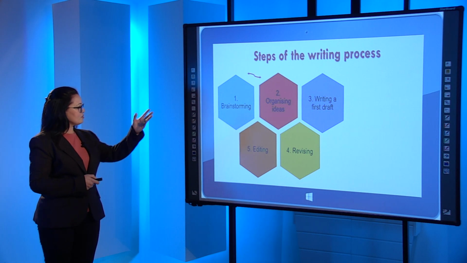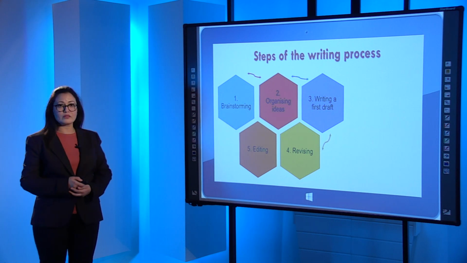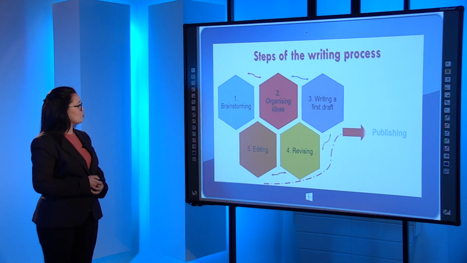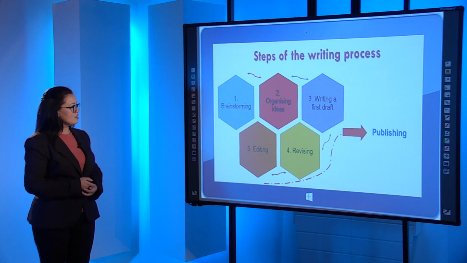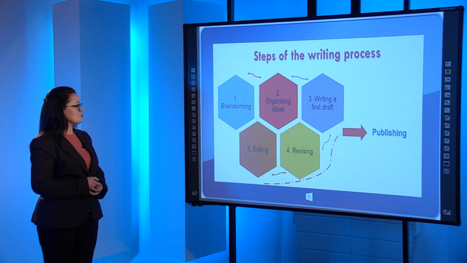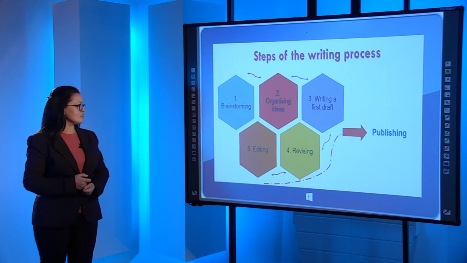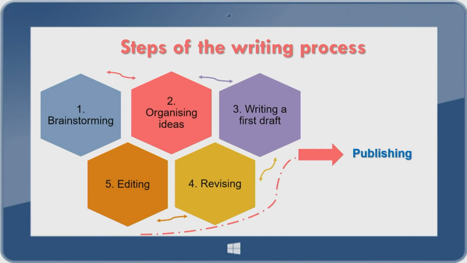Now here are the different steps in the correct order. Again, step 1, brainstorming. Step 2, organizing ideas. Step 3, writing a first draft. Step 4, revising. And the final step is editing. Once you have covered all the steps, your post is ready to be published.